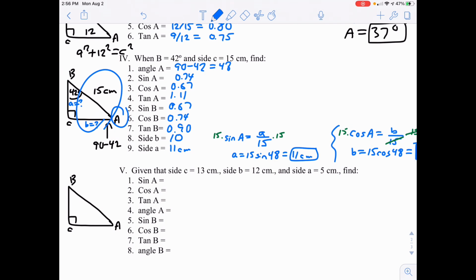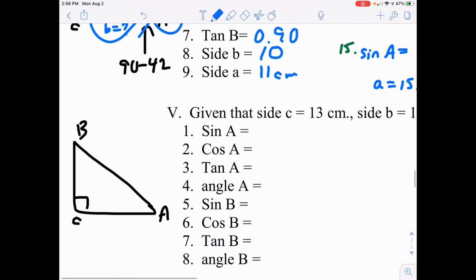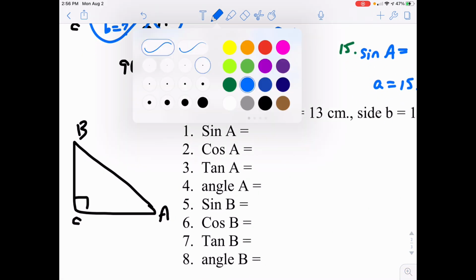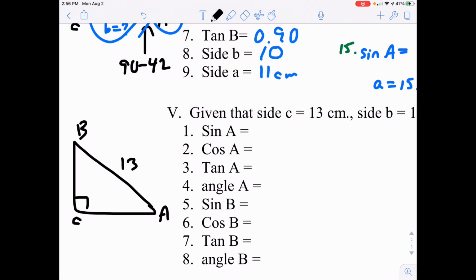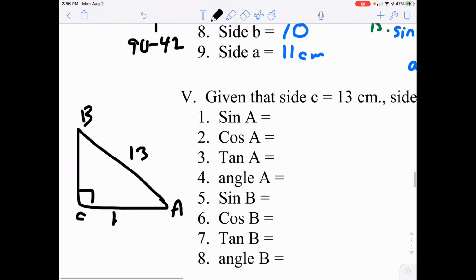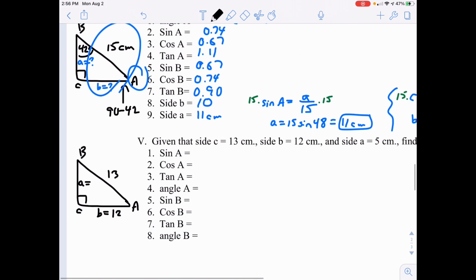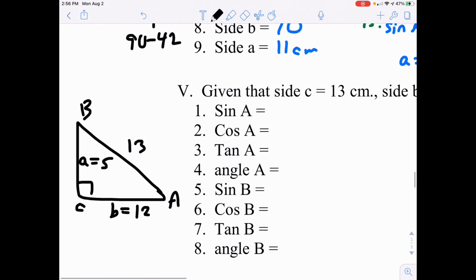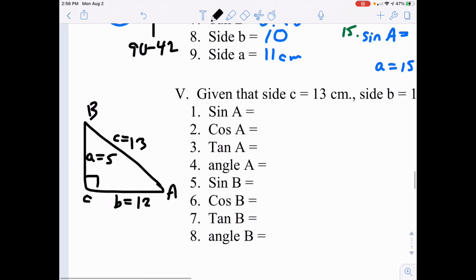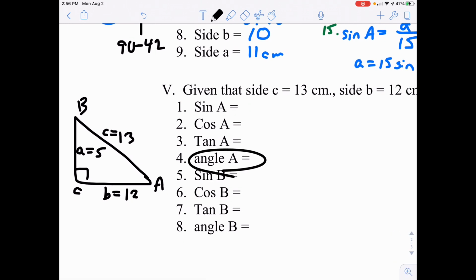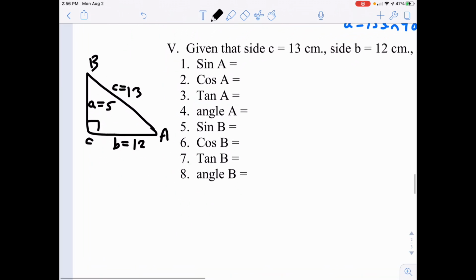Now in this last example, we know all three sides. The hypotenuse is 13. Side B is 12. Side A is 5. We need to come up with the angles first, and then once we do that, we can get the sine, cosine, and tangent of each angle. Okay, so here's how we're going to do that.